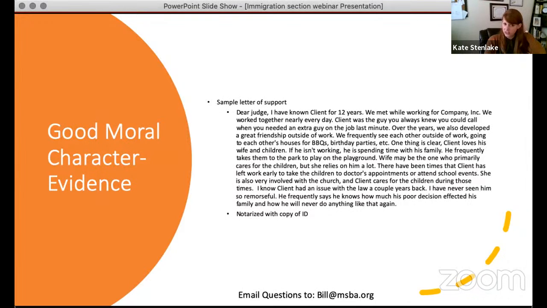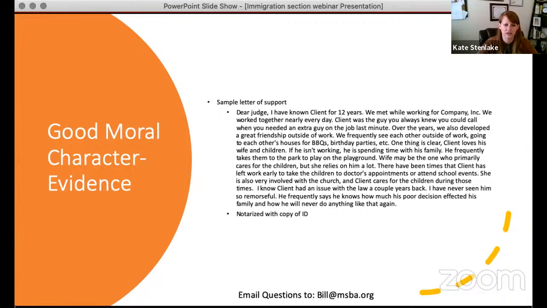So as I said, you can submit letters. I just kind of threw this together, so please don't judge it too harshly. But this is just a sample of a letter of support. And I wanted to touch on how, with these letters of support, you can really hit on multiple eligibility categories in one letter.